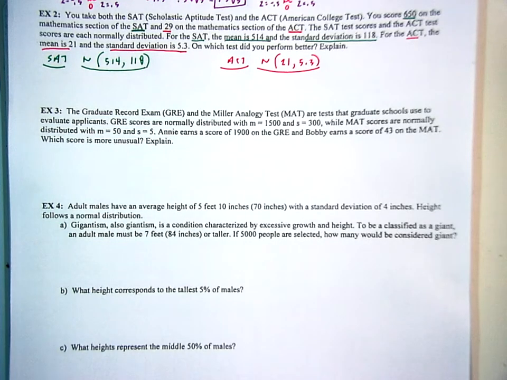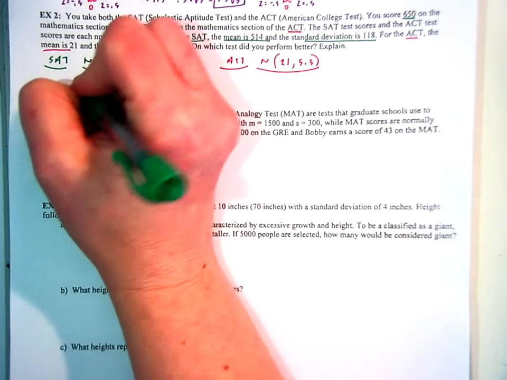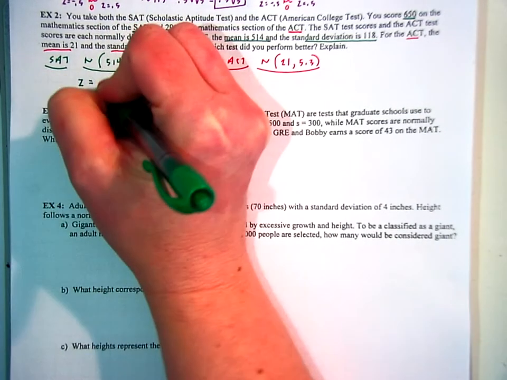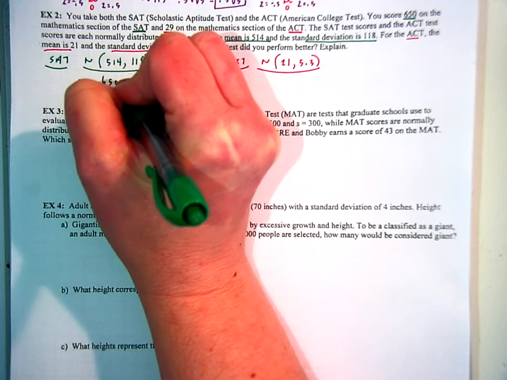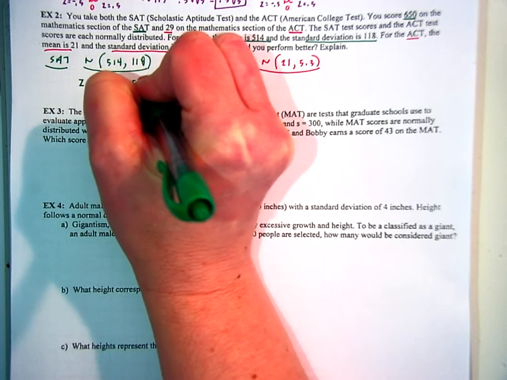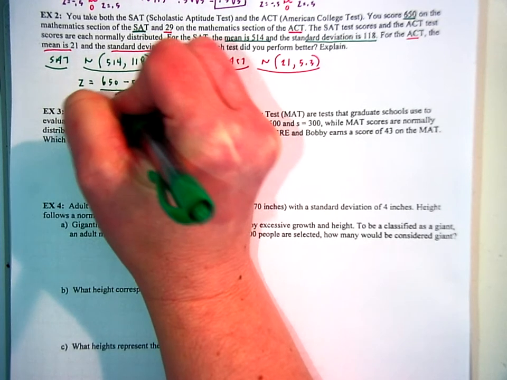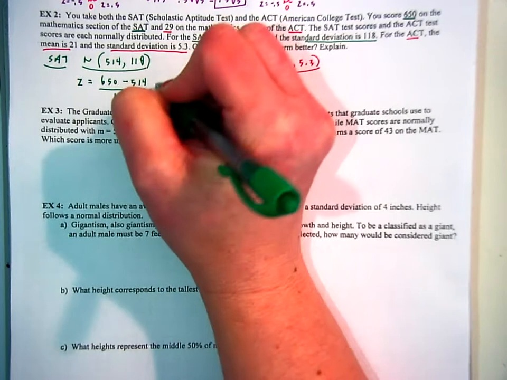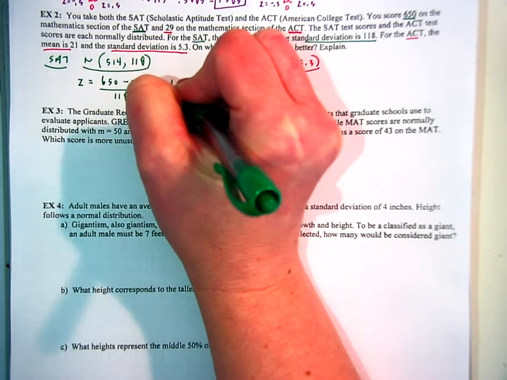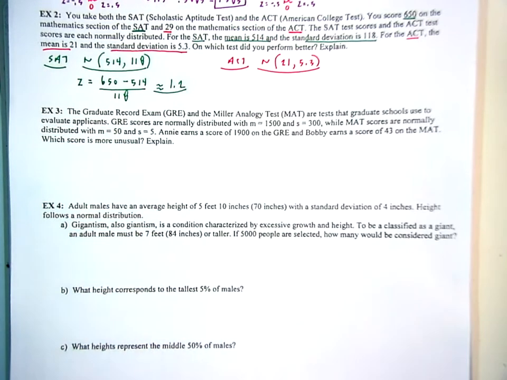What the Z-scores enable us to do is strip away the units, level the playing field, so that we can compare distributions like the SAT to the ACT on the same scale. So if I find the Z-score for the SAT, Z equals the observation, 650, minus the mean, 514, divided by the standard deviation, 118. For our chart right now, we're going to the nearest tenth, so we get a Z-score of 1.2.